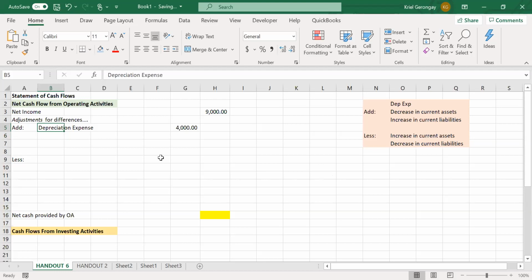I have a question. The note on the side where it says add and less, is that just for operating expenses? Yeah, pretty much, for operating activities. Because for operating activities, we're concerned with the current assets and liabilities. Later on, you'll notice that what we're accounting for under this bucket is just the current transactions, like current assets or current liabilities.